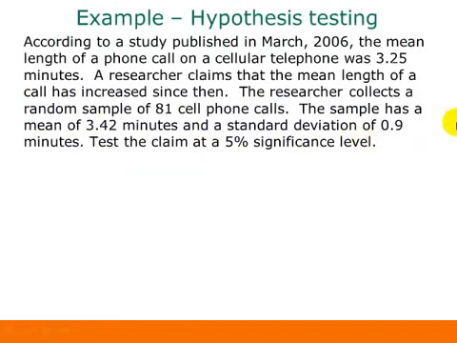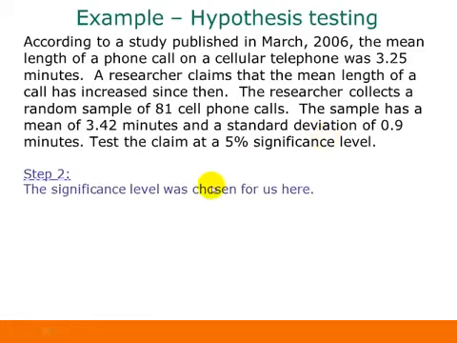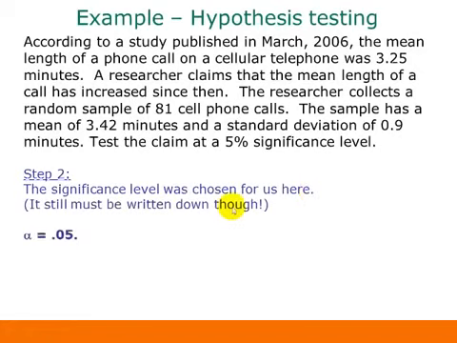Back to our example. We already found our null and alternative hypotheses. Now we're going to find our significance level. This was already chosen for us because the problem tells us to test the claim at a 5% significance level. But we do still have to state what that's going to be in our hypothesis test. So for step 2, we would write alpha equals 0.05.